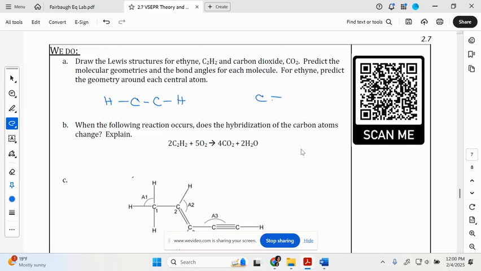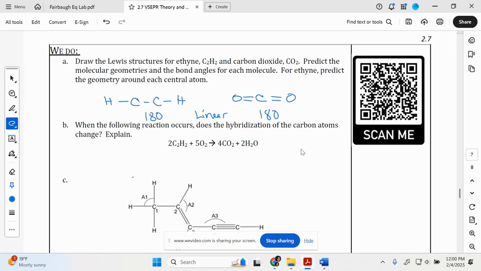And I'm going to draw carbon dioxide again for you. All right, we're predicting the molecular geometries and the bond angles for each molecule. So we're looking at the bond angle here in the middle. What is the bond angle going to be? 180, yep. And that's going to be linear. These are both linear, and they're both going to be 180.